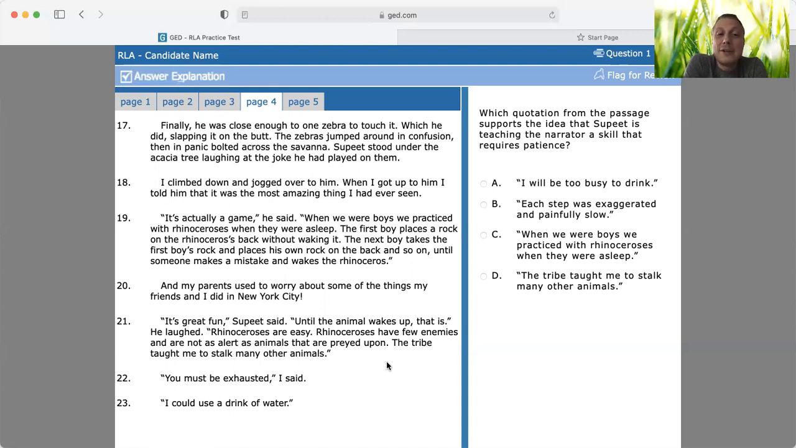I climbed down and jogged over to him. When I got up to him, I told him that it was the most amazing thing I had ever seen. It's actually a game, he said. When we were boys, we practiced with rhinoceros when they were asleep. The first boy places a rock on the rhinoceros' back without waking it. The next boy takes the first boy's rock and places his own rock on the back, and so on, until someone makes a mistake and wakes the rhinoceros.